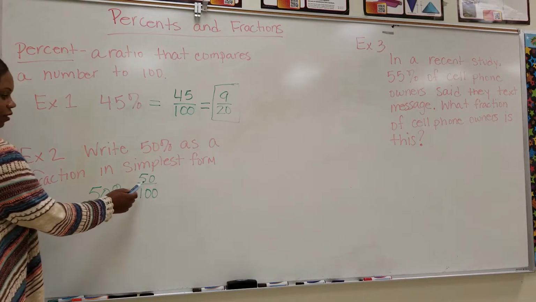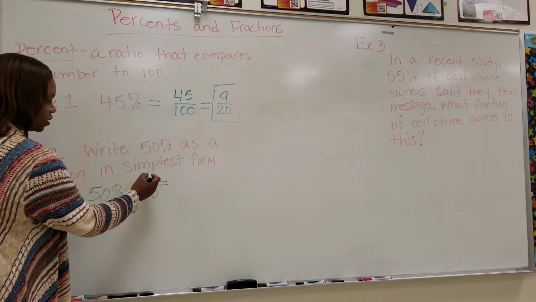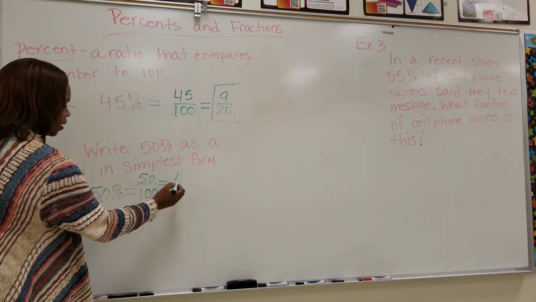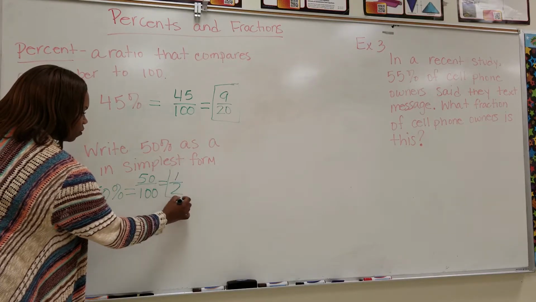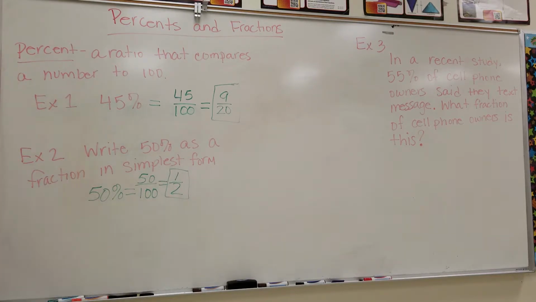So we have to find a number that goes evenly into the numerator and evenly into the denominator. In this case, it is 50. 50 goes into 50 one time. 50 goes into 100 2 times. So therefore, our fraction in lowest terms would be 1/2.